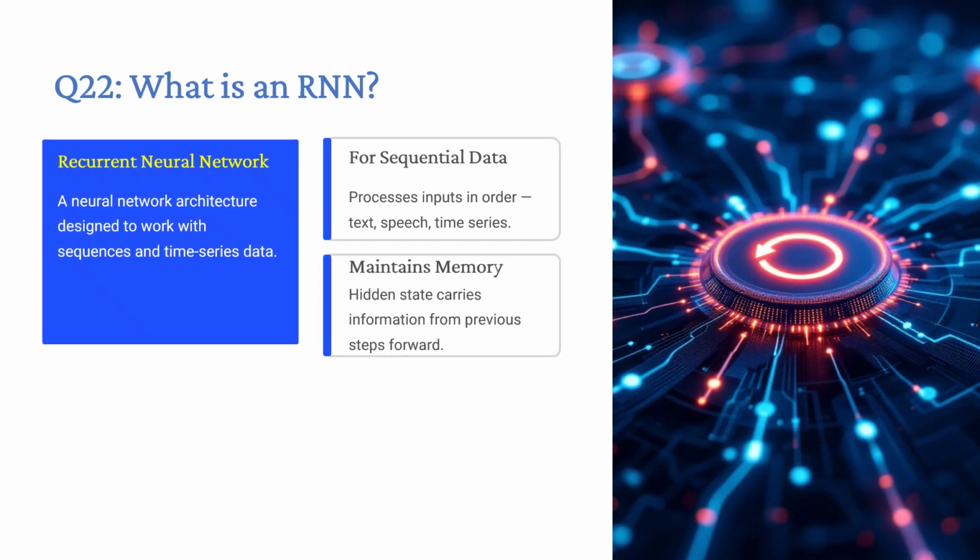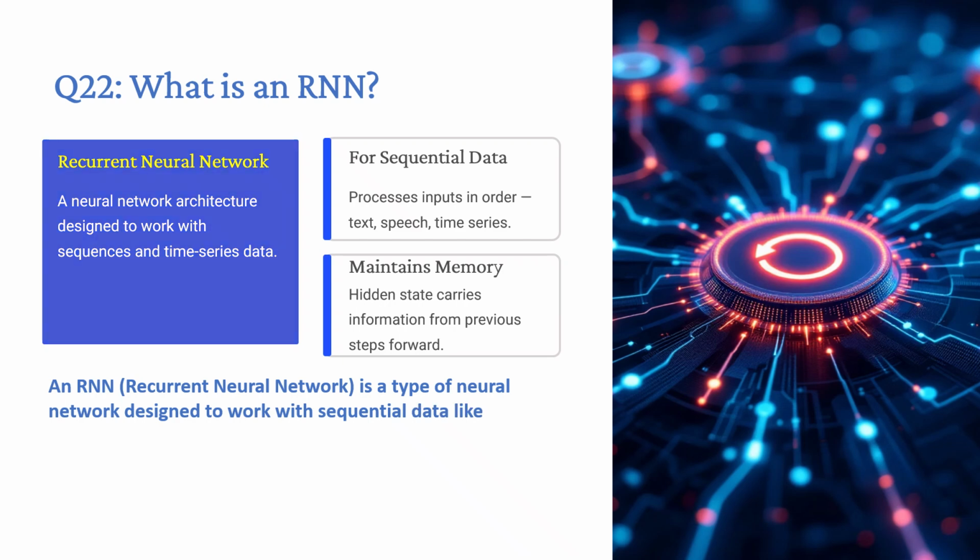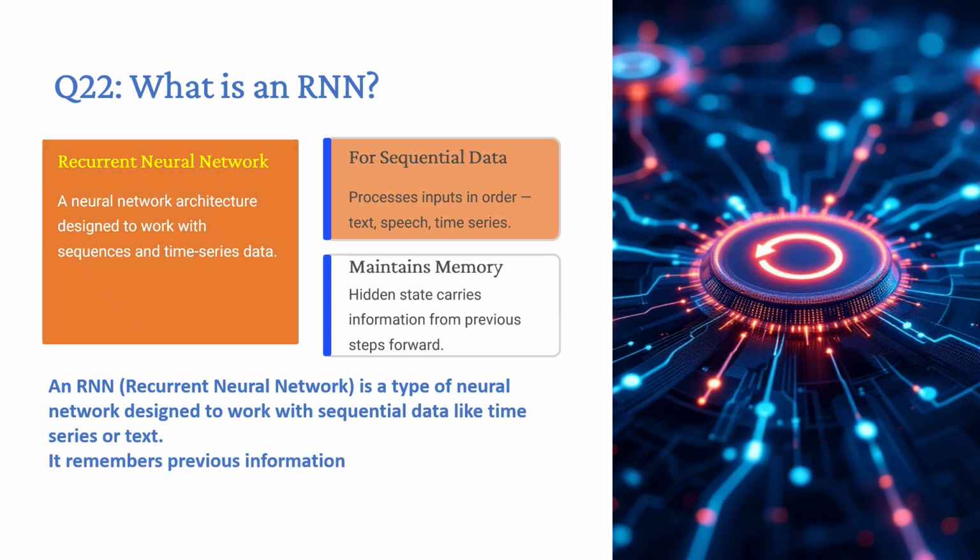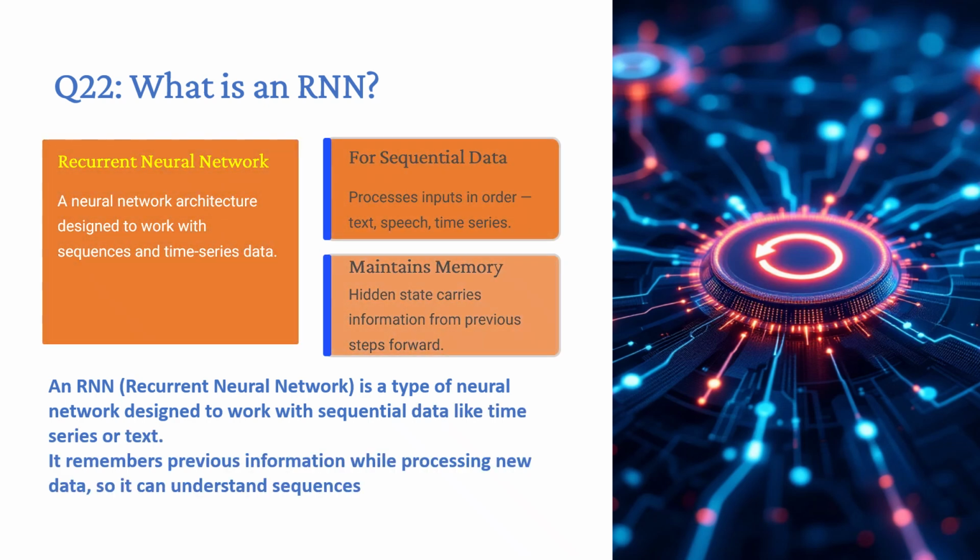RNN is a type of neural network designed to work with sequential data like time series or text. It remembers previous information while processing new data so it can understand sequences where order matters.